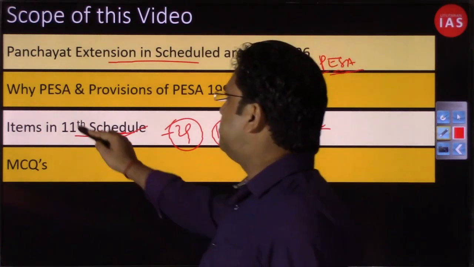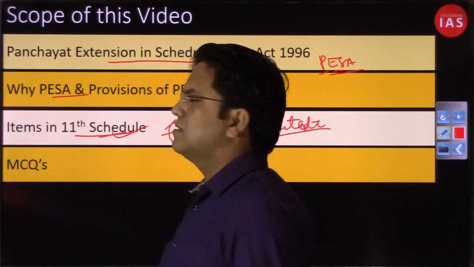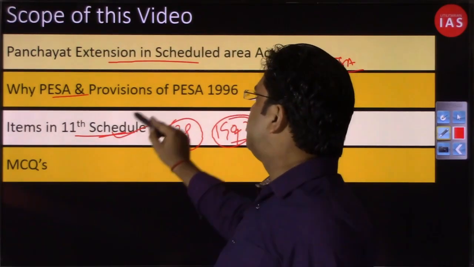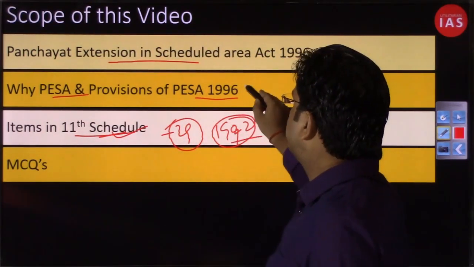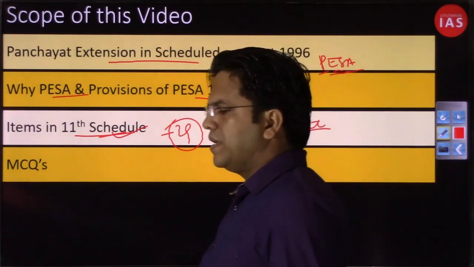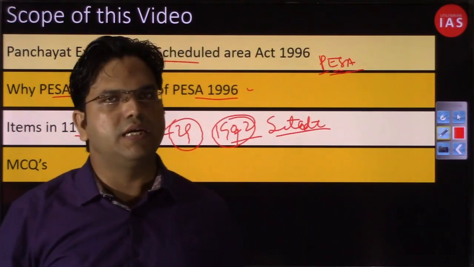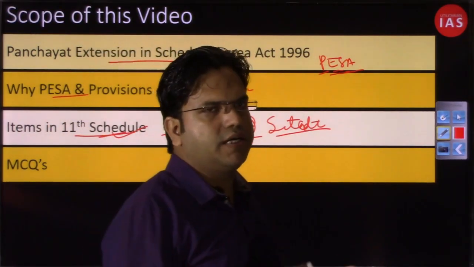Why did this PESA come into existence? What are the provisions of this PESA 1996? That is going to be the first topic, and the second topic, as I already told you, is going to be the 11th schedule or the items in the 11th schedule.